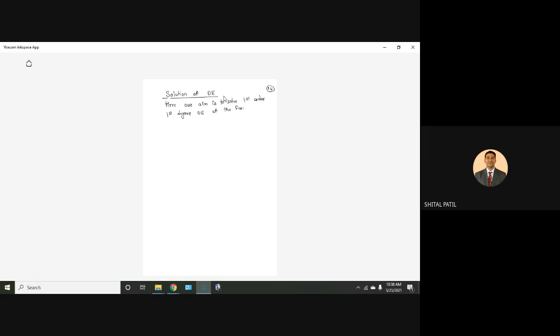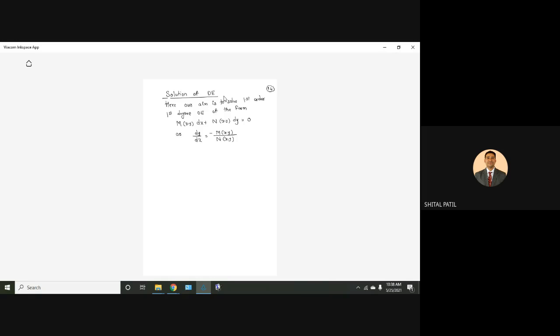So see how we can write the differential equation: M, a function of x and y, dx plus N, a function of x and y, dy equals 0. Or we can write this differential equation as dy by dx equals minus M function of x and y. I'm not considering the sign; if you consider the sign, then we have to write negative. So the sign is not important at this moment. We are interested in what type of terms are there.